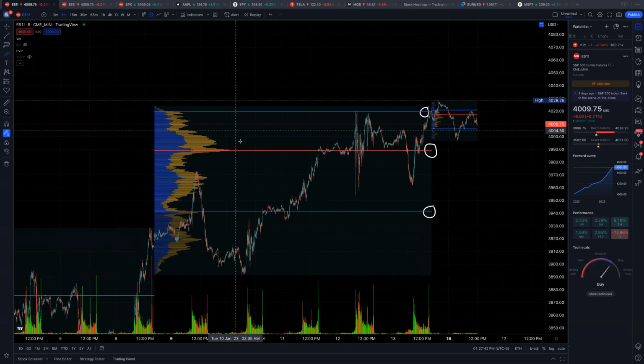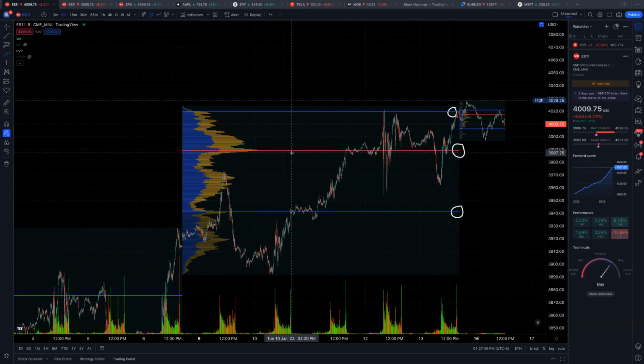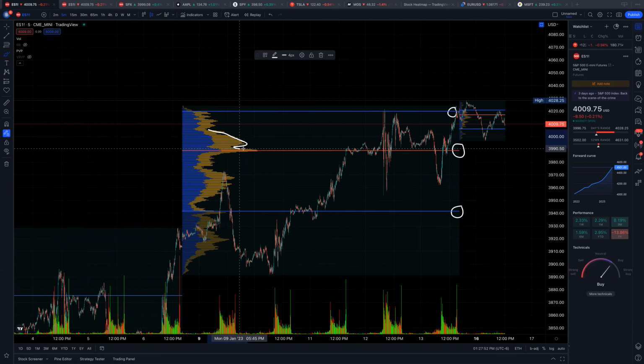Now, we're going to look at something else. We're going to look at the high volume nodes and low volume nodes. So this peak right here in the volume profile, this right here is a high volume node. And this right here, and this, are low volume nodes.